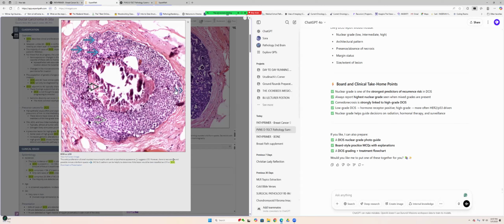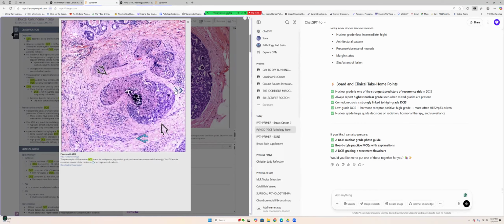DCIS versus LCIS. It's only a proliferation of small random monomorphic cells with a discohesive appearance. That suggests LCIS. However, there is necrosis and possible minute cribriform spaces. IHC for E-cadherin can be helpful to determine if this lesion could be classified as LCIS or DCIS. There's an entity called pleomorphic DCIS due to solid pattern, high nuclear grade, and central necrosis with calcifications.